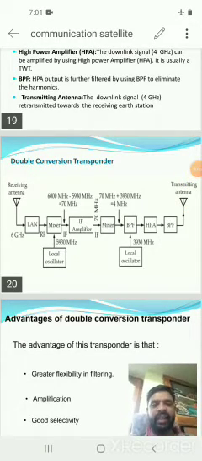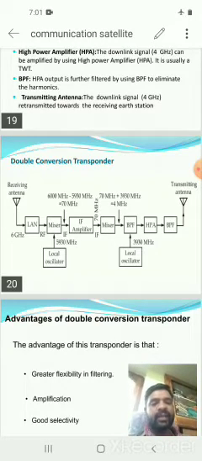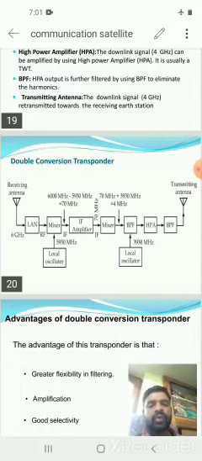Double conversion transponder. Here, the double conversion transponder is the same as the single conversion transponder, except that one mixer and local oscillator is added between the receiver section and transmitter section. In the previous single conversion transponder, only one mixer and local oscillator is there. Here, two mixers and local oscillators are arranged. All the other circuits are similar.